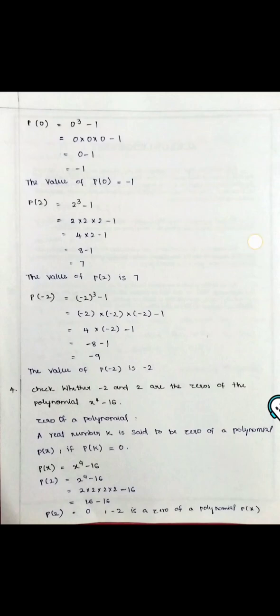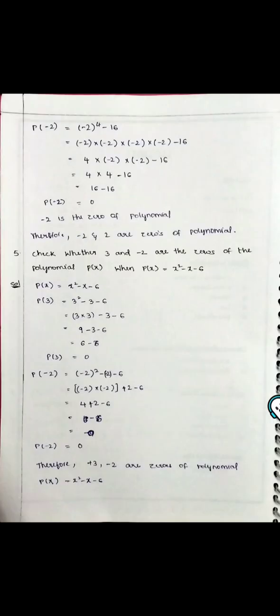We'll check minus 2 afterwards. p of minus 2 is equal to minus 2 whole power 4 minus 16. Minus 2 into minus 2 is plus 4, into minus 2 into minus 2 minus 16, which is 4 into minus 2 is minus 8, into minus 2 is 16, minus 16. So p of minus 2 is equal to 0, so minus 2 is a zero of the polynomial. That means p of 2 is equal to 0 and p of minus 2 is also equal to 0. Therefore minus 2 and 2 are the zeros of the polynomial.